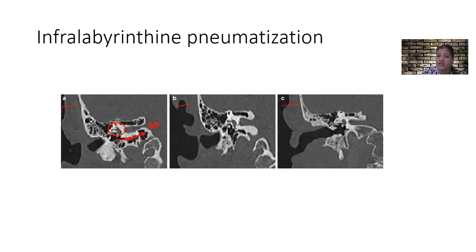If it is partially extending but not completely till the petrous pyramid or towards the apex, then we call it partial type of infralabyrinthine pneumatization. And in certain cases, there is no infralabyrinthine pneumatization at all. It ends just below the labyrinth and does not extend any medial. So there are three further subclassifications of the infralabyrinthine pneumatization.